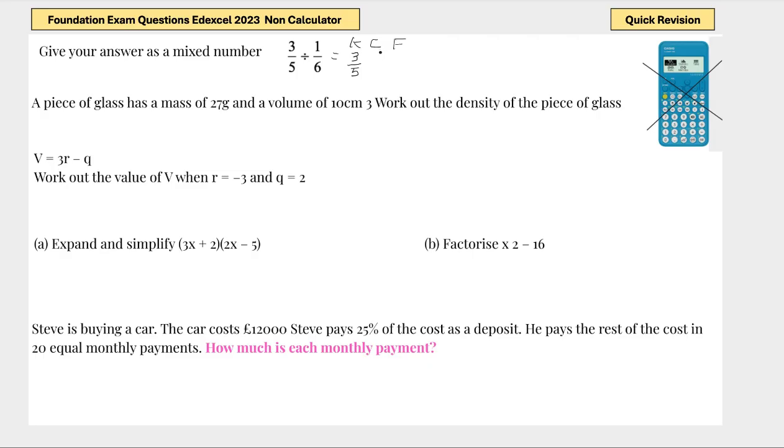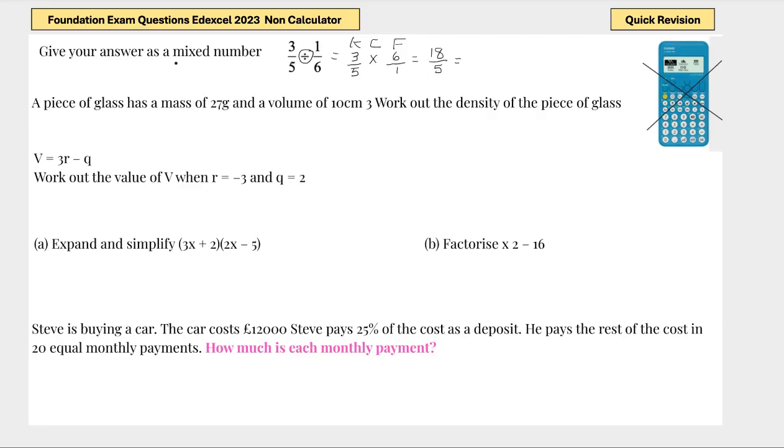Change. This means we're going to change the divide into a times. And flip means we're going to flip the fraction. So instead of 1 over 6, it becomes 6 over 1. Right, now we can solve it. So we have 3 times 6 is 18. 5 times 1 is 5.